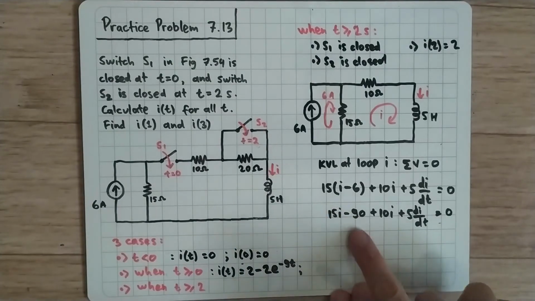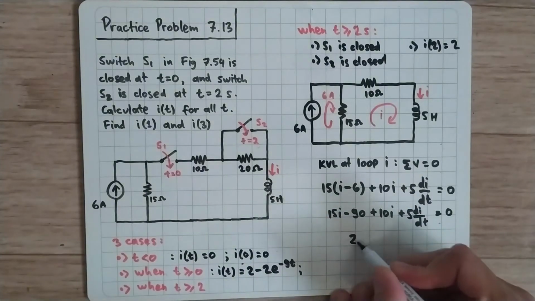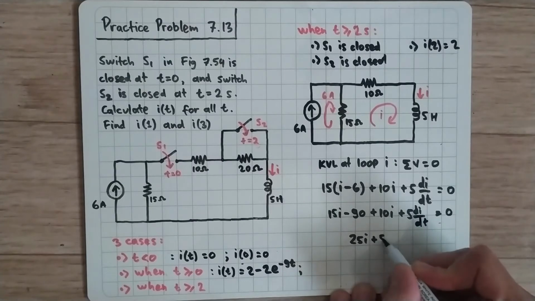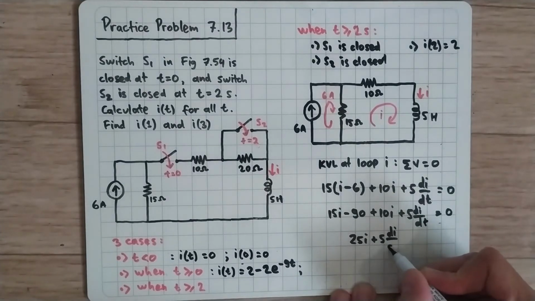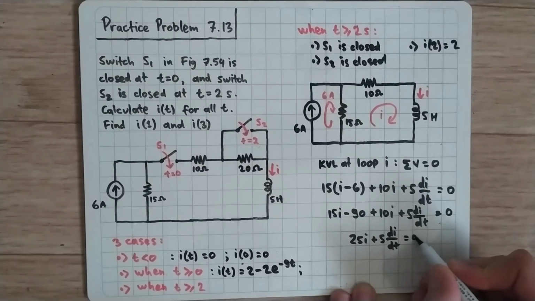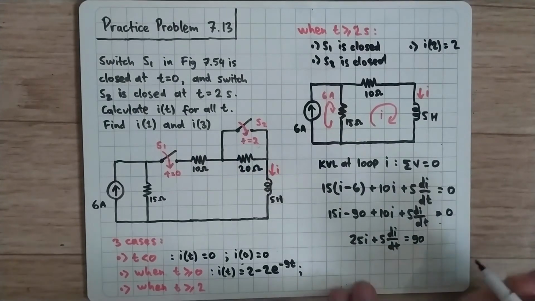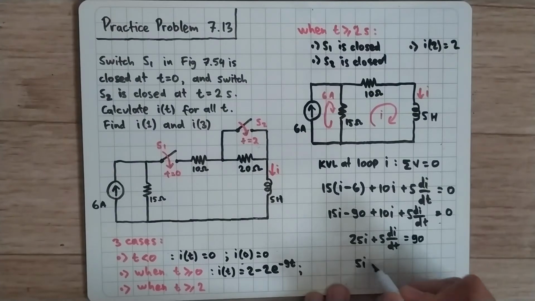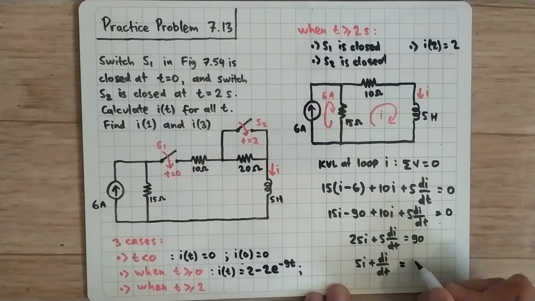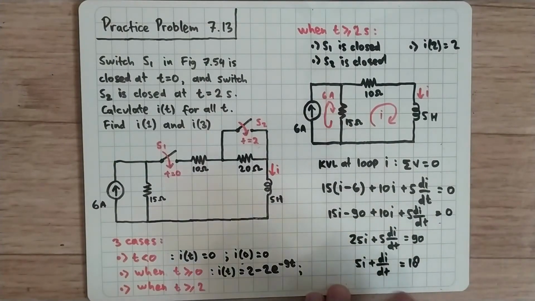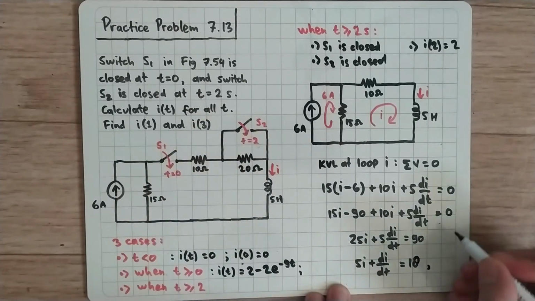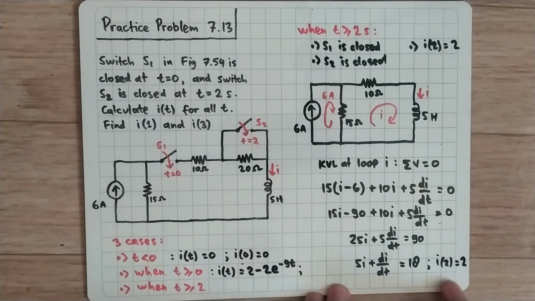And I can move this 90 to the right hand side. So I will have 25I plus 5 di dt. That will equal 90. Okay, let's divide both sides by 5. So I will have 5I plus di dt. That will equal 18. And we have the initial condition of I2, right? I2 is 2. So I need to solve this first order differential equation with this initial condition.